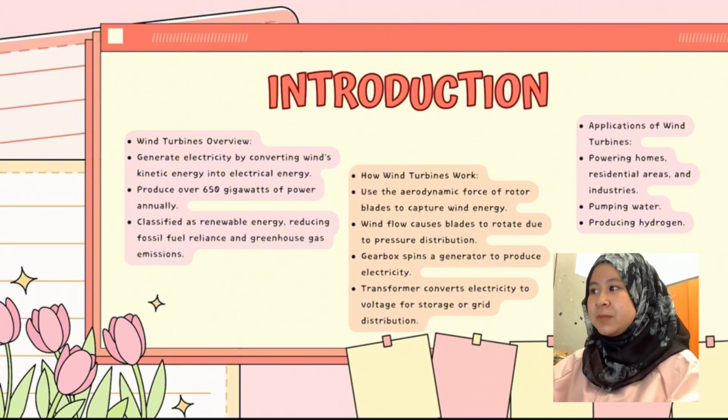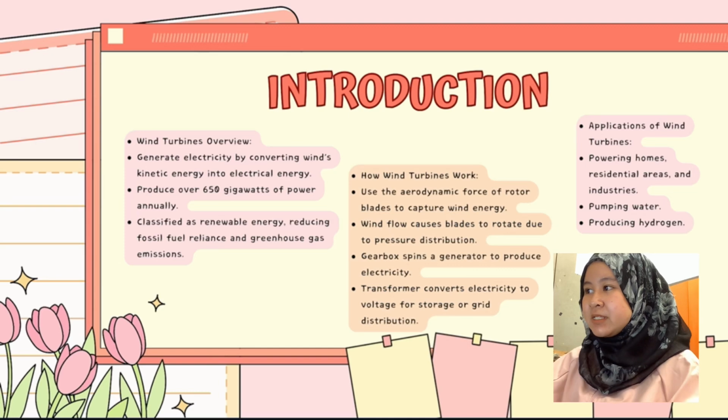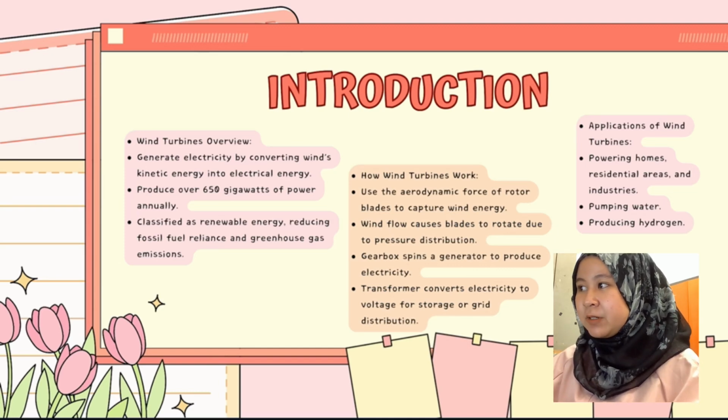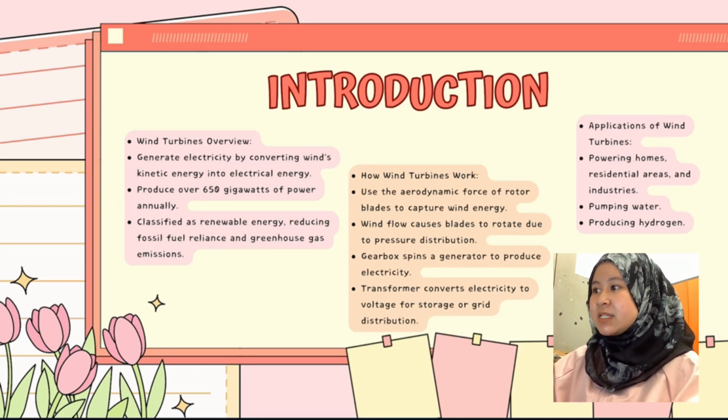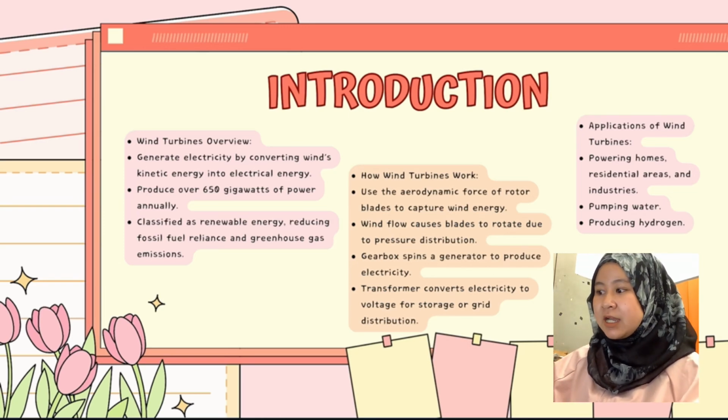There are three applications of wind turbines. First is powering homes, residential areas, and industry. Second is pumping water, and third is producing hydrogen.